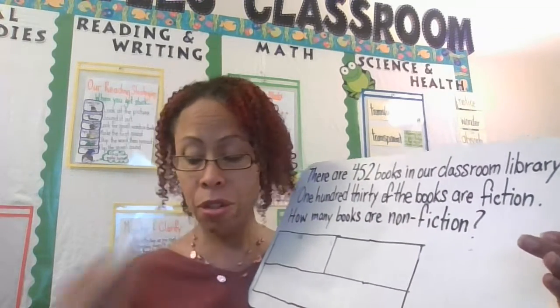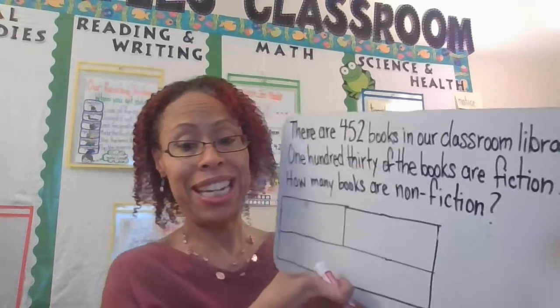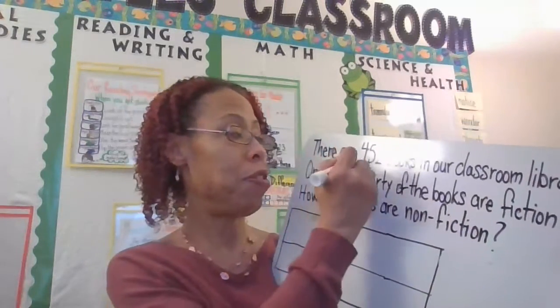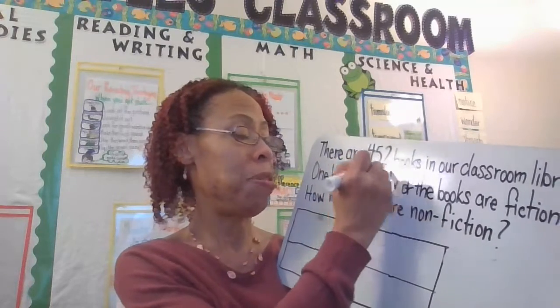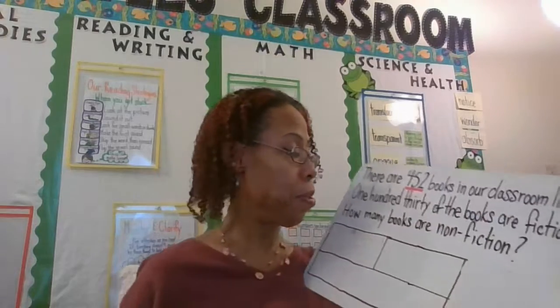Remember, the first thing we need to do is unlock the question. So, what are the key numbers? Let's focus on that first. We know we have 452 books in our classroom library.